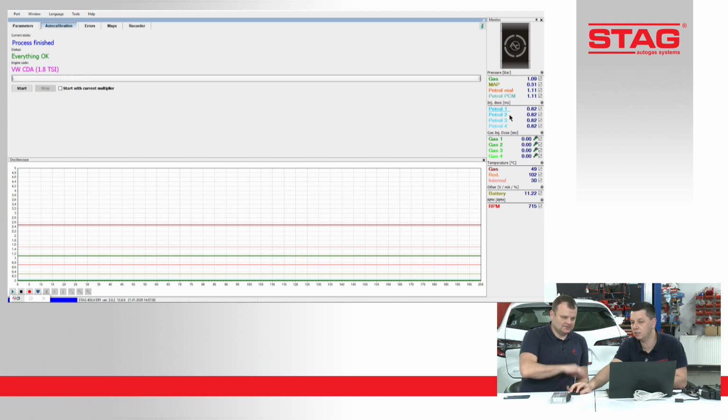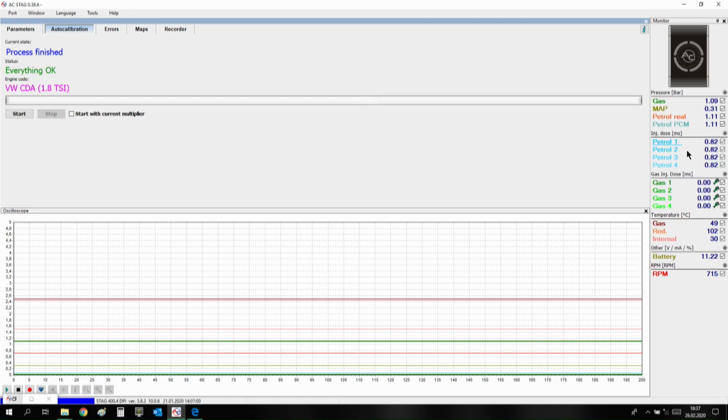Typically, as you can see, here we have information about the injection dose. It's not the 100% real injection time. It's calculated according to the petrol pressure. So if you have 0.8, 0.9, or 1 millisecond, everything is okay. The very important thing is to have the gas injection time after auto calibration.